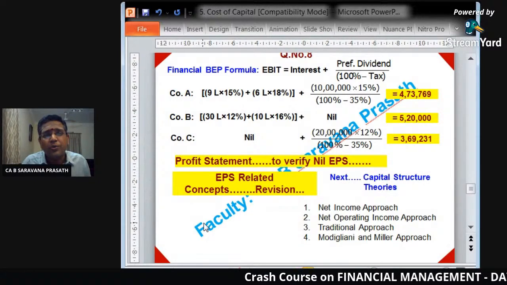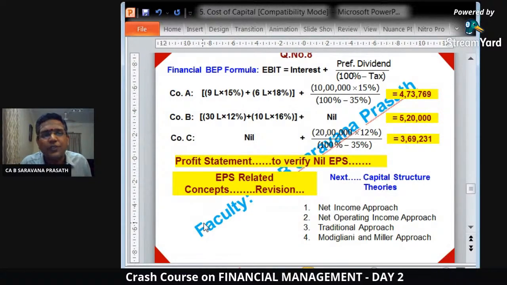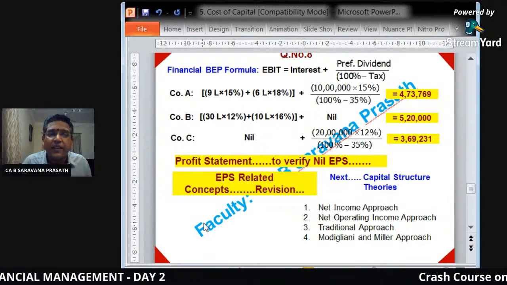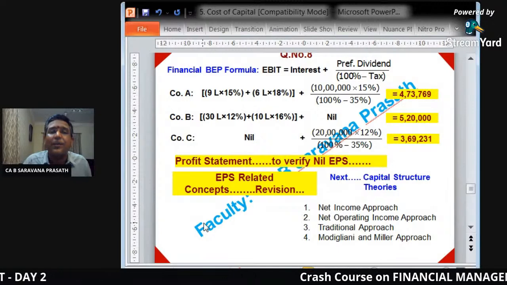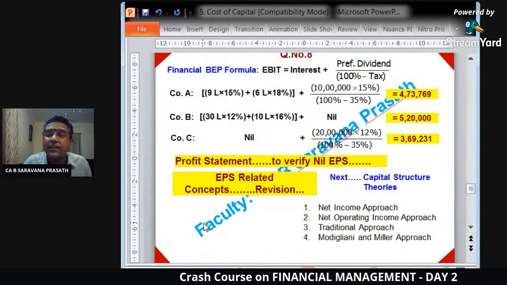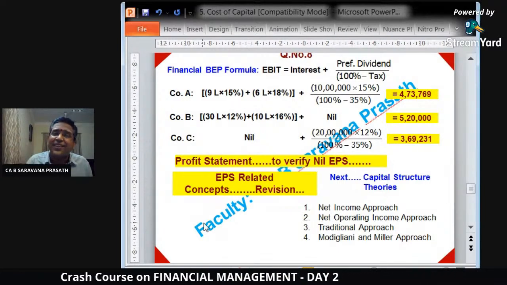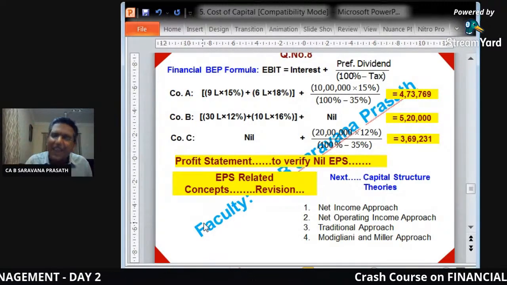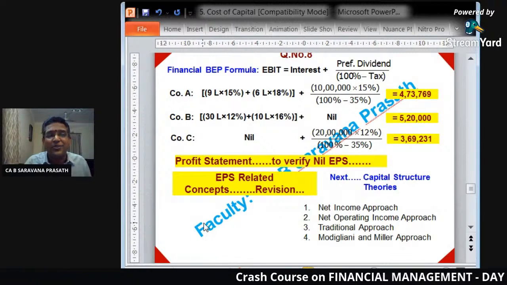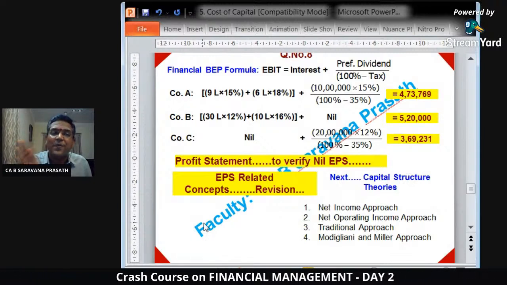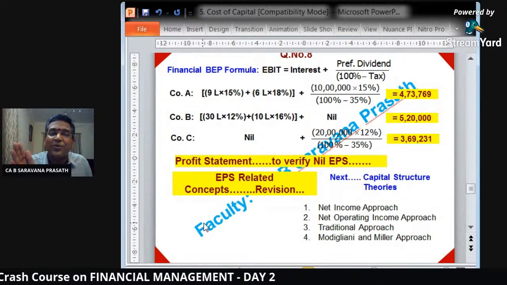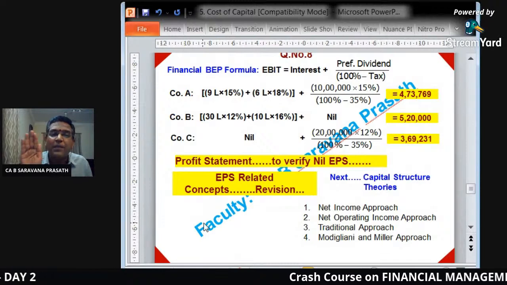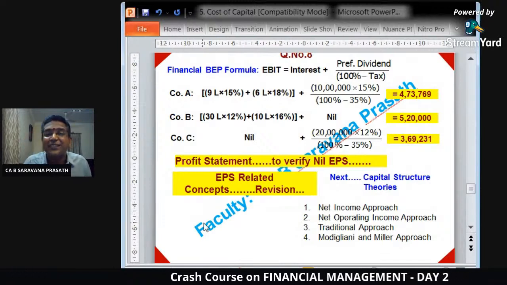you can borrow to some extent, but not too much. If you borrow initially, financial leverage will be favorable. You can save, you can bring down the cost of capital. But beyond an extent, cost of debt will also increase, cost of equity will also increase, KO will also increase. So do not over borrow. Borrow only up to the optimum level. This is the traditional approach.